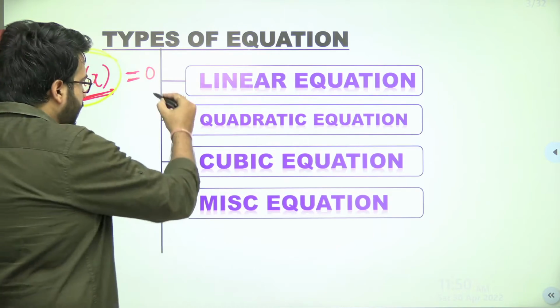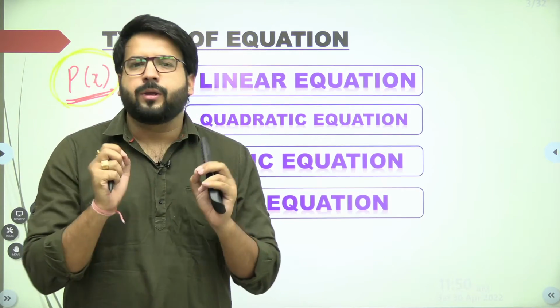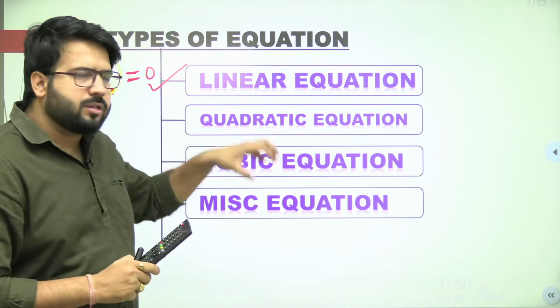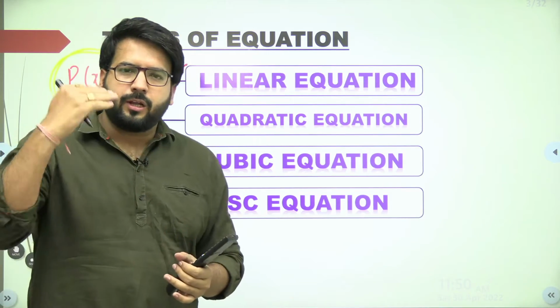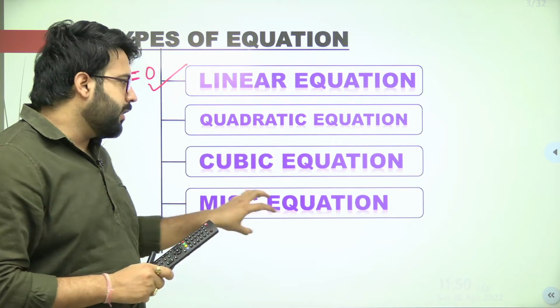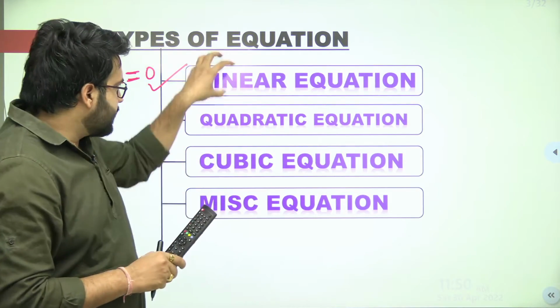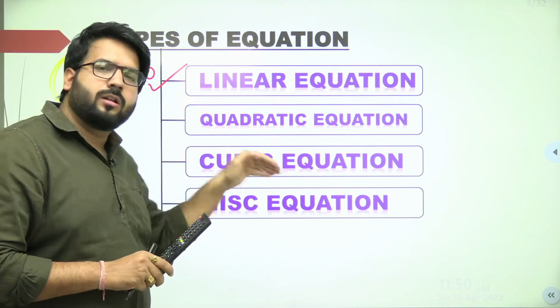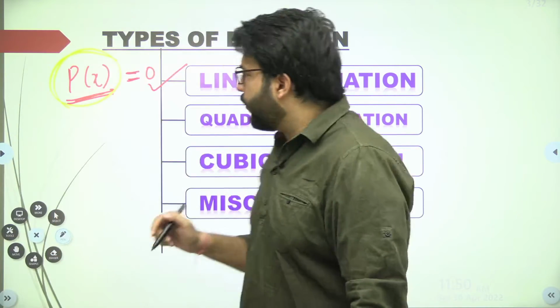So a linear equation is basically a 1 degree polynomial. A quadratic equation is basically a 2 degree polynomial. A cubic equation is basically a 3 degree polynomial, and miscellaneous equations are those which have a degree other than 1, 2 or 3. Okay, so first you have to understand the standard form of a linear equation.